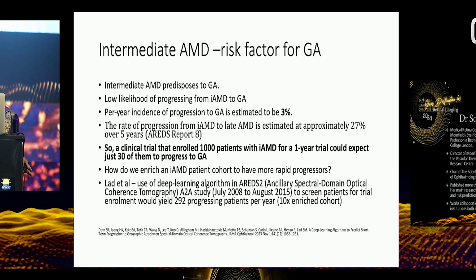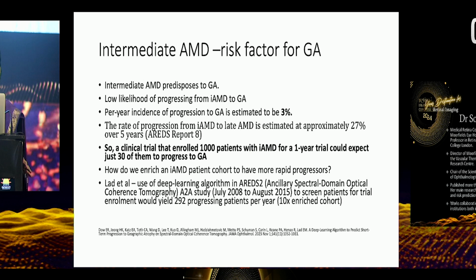So in the AREDS study, the rate of progression from intermediate AMD to late AMD, either GA or wet AMD, was 27% over 5 years. So it's very, very slow progression. So if we had to do a clinical trial on prevention at the stage of intermediate AMD, we would need 1,000 patients to get just 30 eyes that progress to GA. So it is not at all cost efficient, and that is why newer trials need enrichment of the intermediate AMDs with high risk of progression.